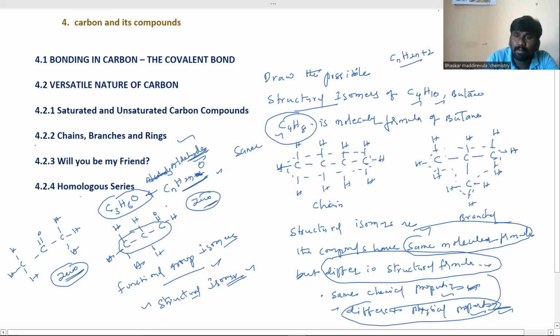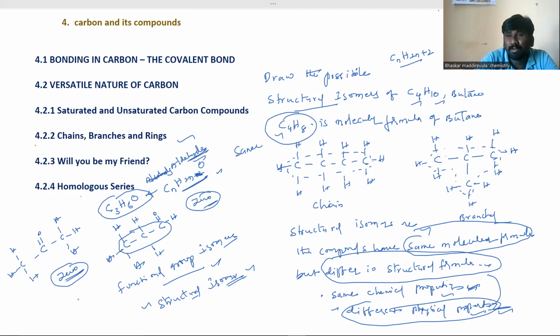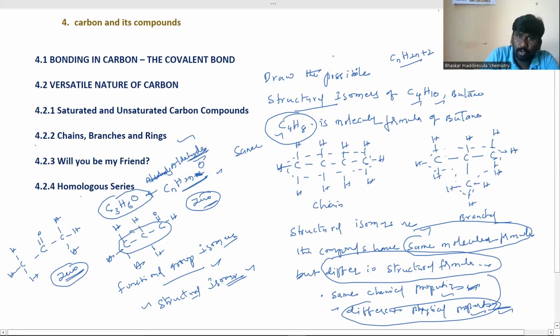So be careful. Sometimes they may ask high level questions. In the CBSE we can't stick to a particular topic. From a particular topic they may ask high level questions. There is a possibility of that, so be careful about this topic. Mostly they will ask you to draw the structural isomers of C5H12. You can draw 3. You try all of it and you will get 3 structural isomers from this compound.